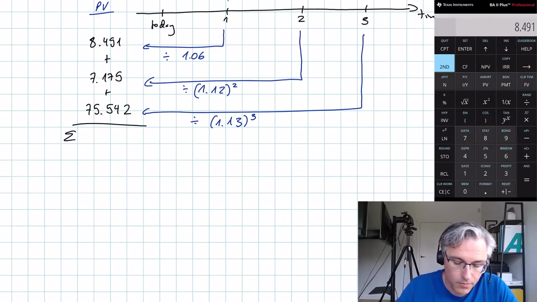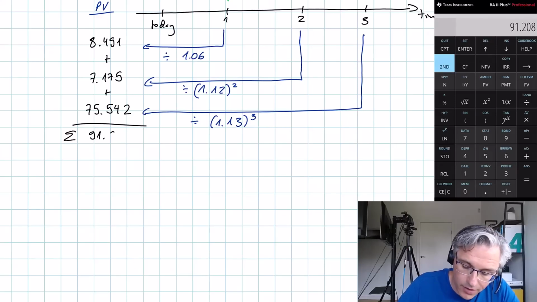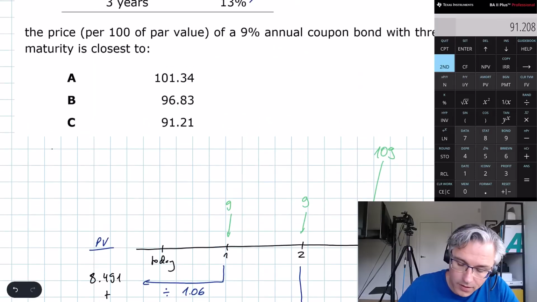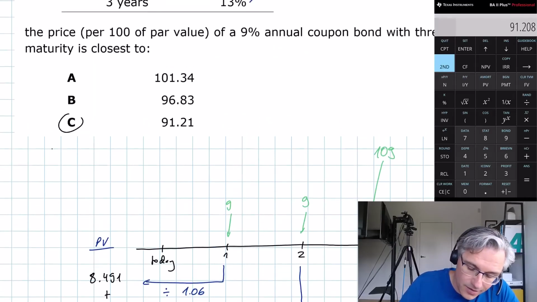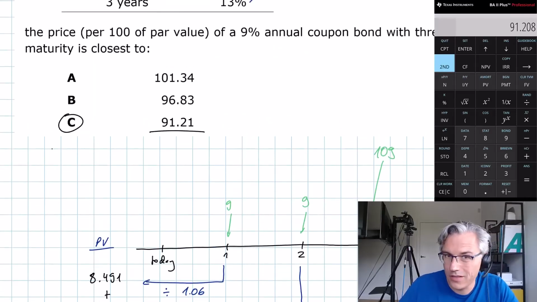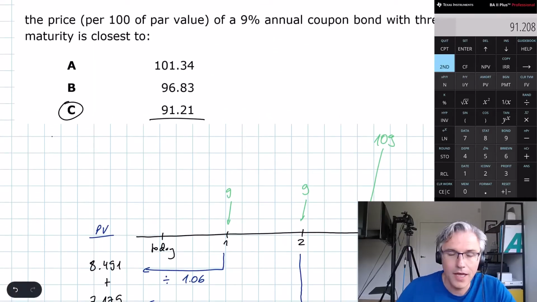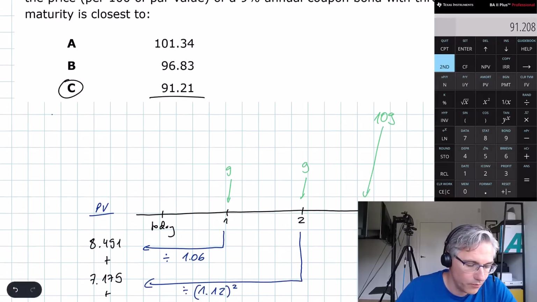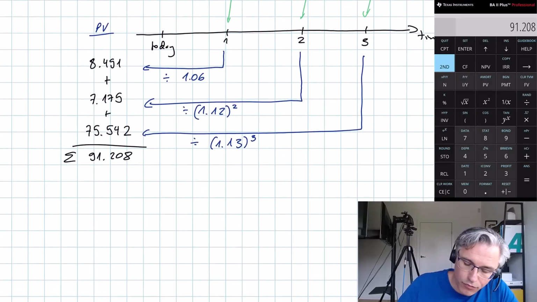Now if you sum all of these, you get, let's see, 8.491 plus 7.175 plus 75.542, well, that's 91.208. Let's write this result down. This should be the value of the bond. This should in fact be the price of the bond, and it corresponds with answer C, which has been rounded to just 2 decimal places. Okay, so that should be the price of the bond.